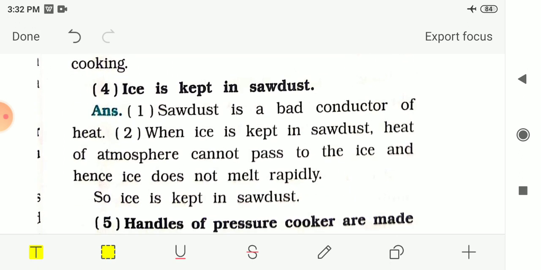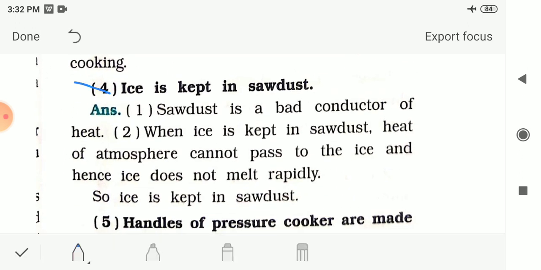Next, ice is kept in sawdust. Why do we keep ice in sawdust? Sawdust, as we already saw, is the leftover material you find in a carpenter shop. Sawdust is a bad conductor of heat, and when ice is kept in sawdust, heat of the atmosphere cannot pass to the ice and hence the ice does not melt rapidly. So the ice is kept in the sawdust.